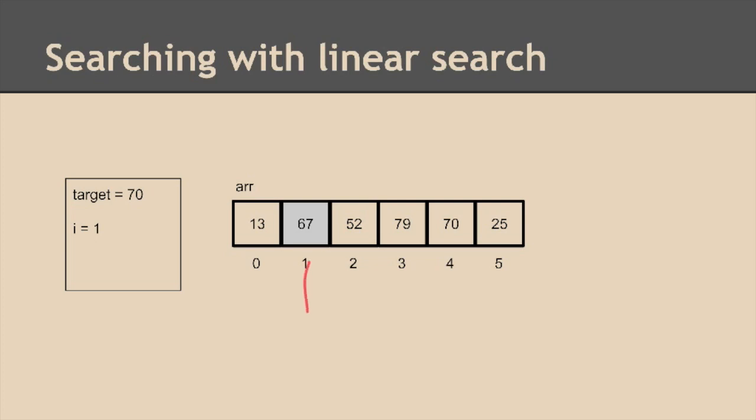Now we ask, is that it? Is item i equals 1 equal to our target? Well, it's not, because 67 isn't equal to 70, so we move on. What about this? Is that it? Nope, because 52 isn't 70, so we move on. Is that it? No, 79 isn't 70, so we move on. And lastly, we ask, is that it? Well, yes, it is. The item at element 4 is 70, so we return 70. I'm sorry, we return 4, the index where that item was found.